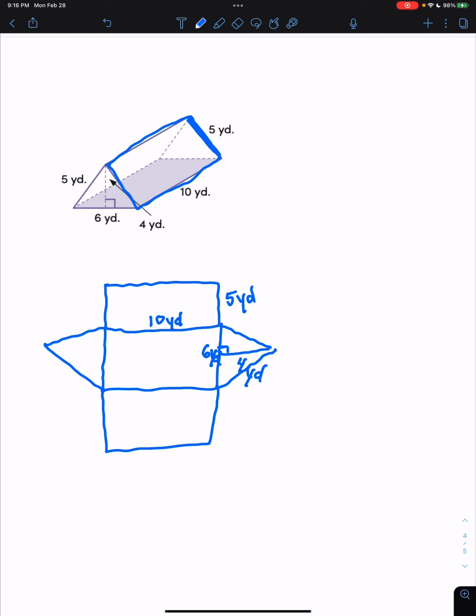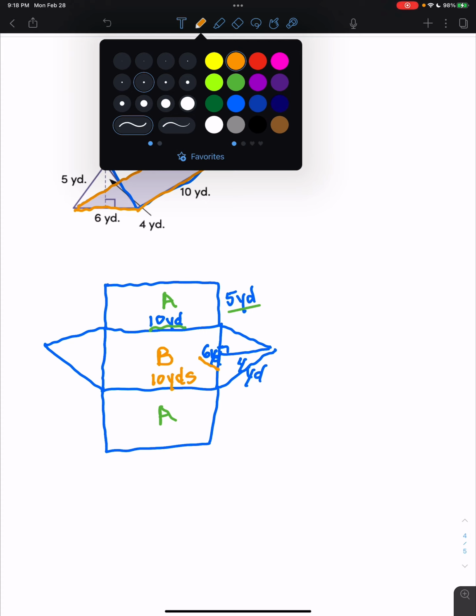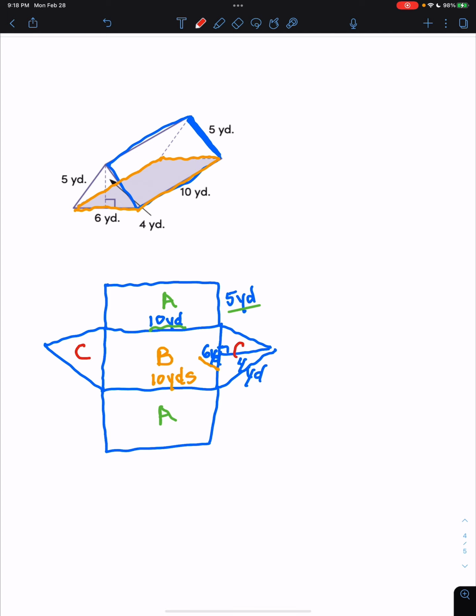Because guess what? We have 3 different size shapes here. We have one shape and this shape down here that I'll mark with an A. Let's call these shape A, that are going to be rectangles that are 5 yards by 10 yards. Then I have another shape here in the middle. I'm going to call it shape B. That's going to be 6 yards by 10 yards, because the base of this triangle is 6 yards. So the base of this shape, even though it's still a rectangle, is going to be different than the sides, the faces of this prism. Tricky, right? And then finally we have our shape C. We have our 2 triangles.